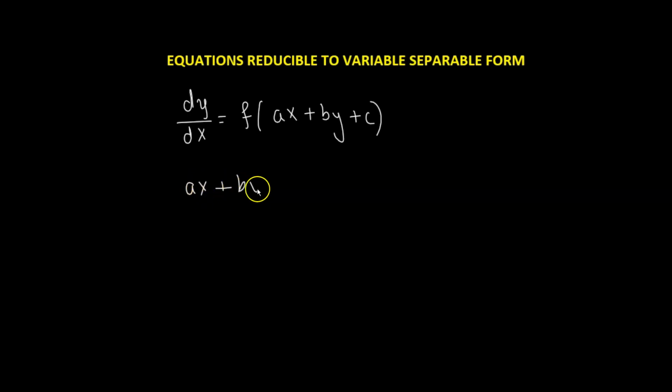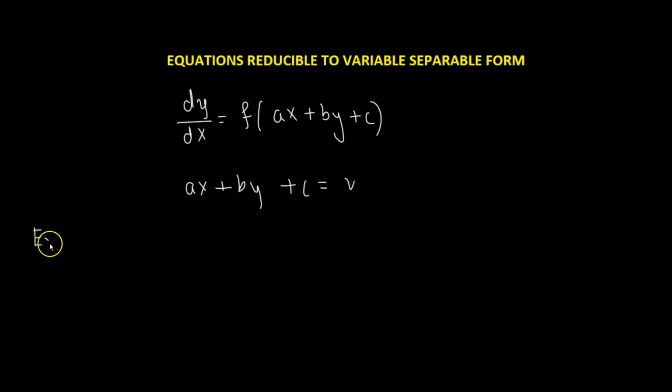So starting today, we work on a fourth type of variable separable form, meaning if we have a differential equation given by dy over dx equals some function of ax plus by plus c. To solve such a differential equation, this is not exactly in the variable separable form. What we will do is substitute ax plus by plus c equals some other variable v, and that is going to help us convert it to a variable separable form. So let's try to do that with the help of an example.